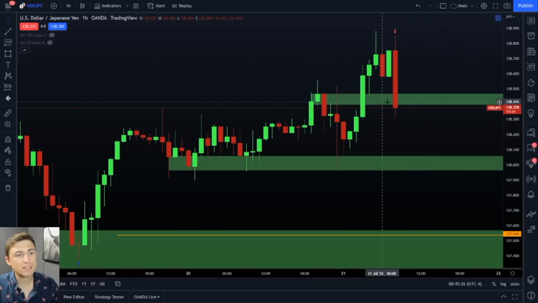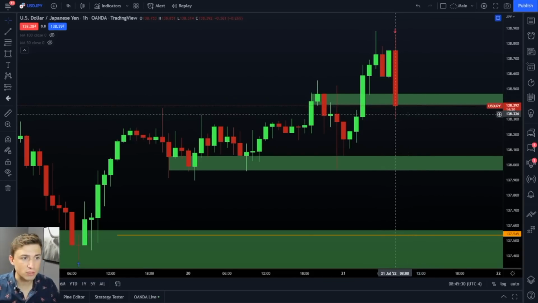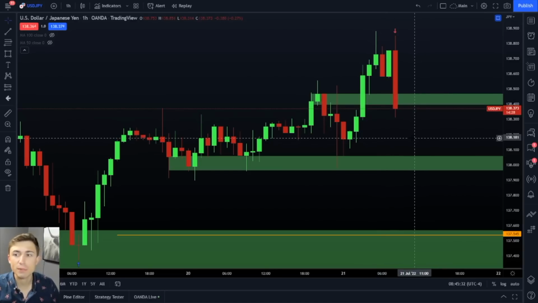So what I did is I locked in some profits. It doesn't mean I can't look for re-entry, maybe even on the lower time frames. If we do end up rejecting this area, I can just jump back into the trade. But for now, that is the trade.